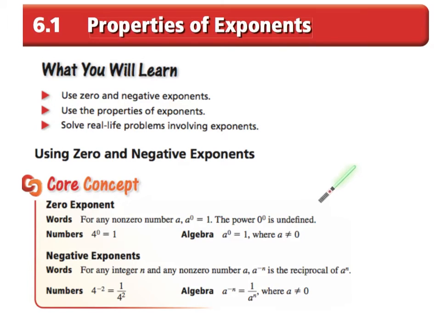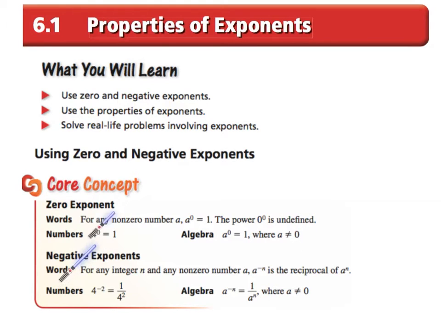This video is broken up into two parts. This is part one. This you learned last year, but we're going to review it because we're going to do harder problems this year. So, zero exponents. For any non-zero number a, a to the 0th power is 1. But 0 to the 0 power is undefined. Make note of that. For example, if you had 4 to the power of 0, your answer would be 1. A to the power of 0 is 1, where a cannot equal 0.